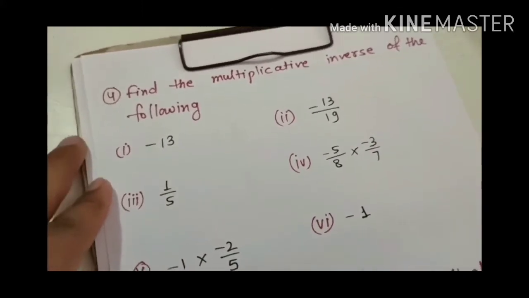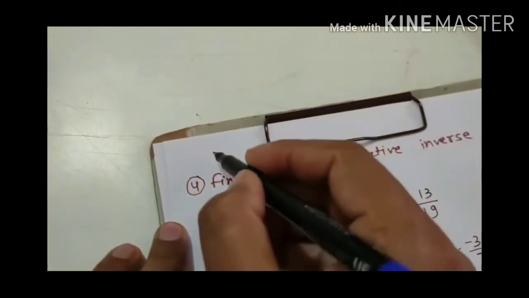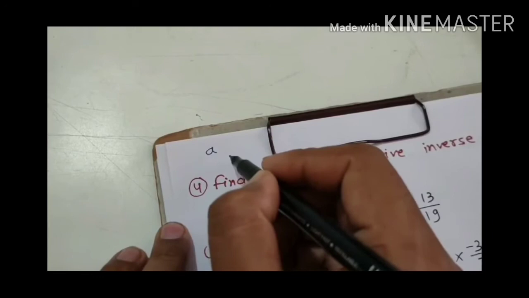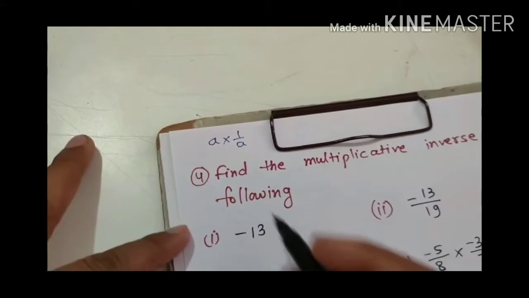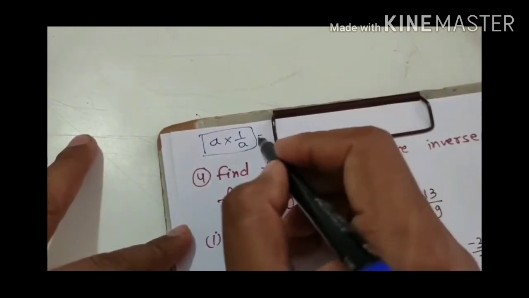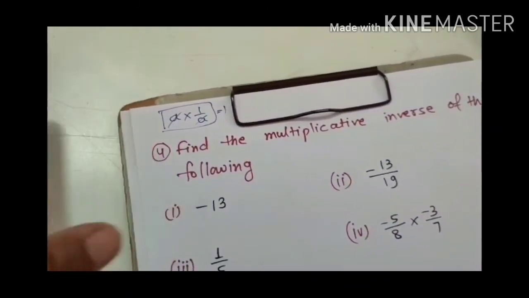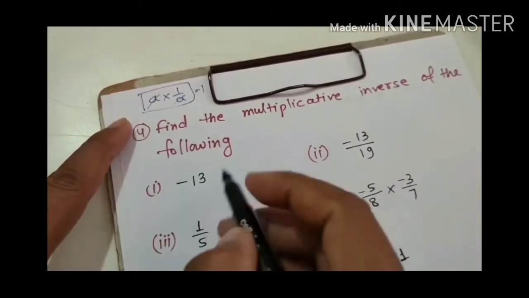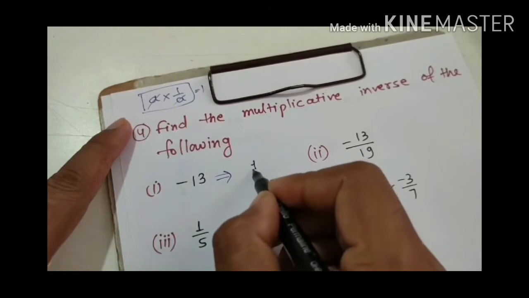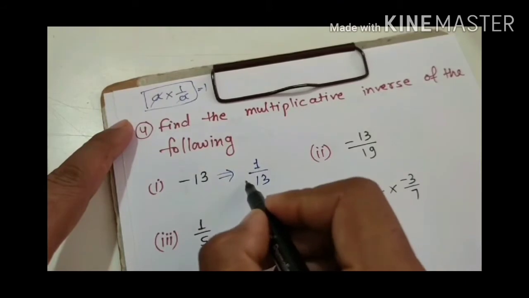Now find the multiplicative inverse of the following. Let us know about the multiplicative inverse. What does it mean? Any number, if you multiply it with its reciprocal, the answer should be 1. Just the reciprocal of the number, if you multiply, you will get 1. That number will be called the multiplicative inverse. So the reciprocal of 13 is 1 by 13.